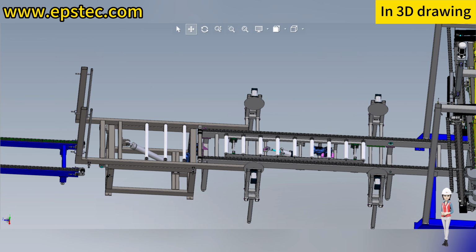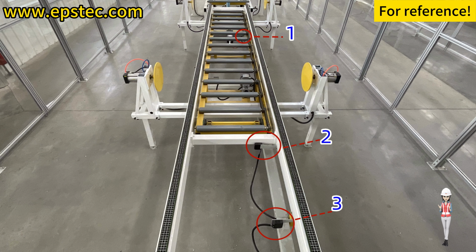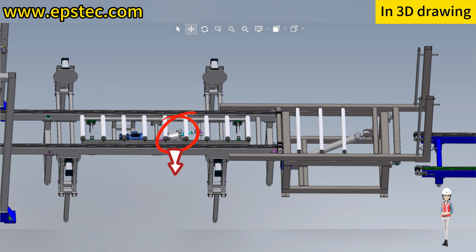At this point, the EPS block fast speed transport function is activated. When the block is transported to the position of the third photoelectric sensor, the chasing lift cylinder retracts, and the EPS block falls onto the chain conveyor again. The alignment of the EPS block ends, and the first section of the chain conveyor operates at high speed.